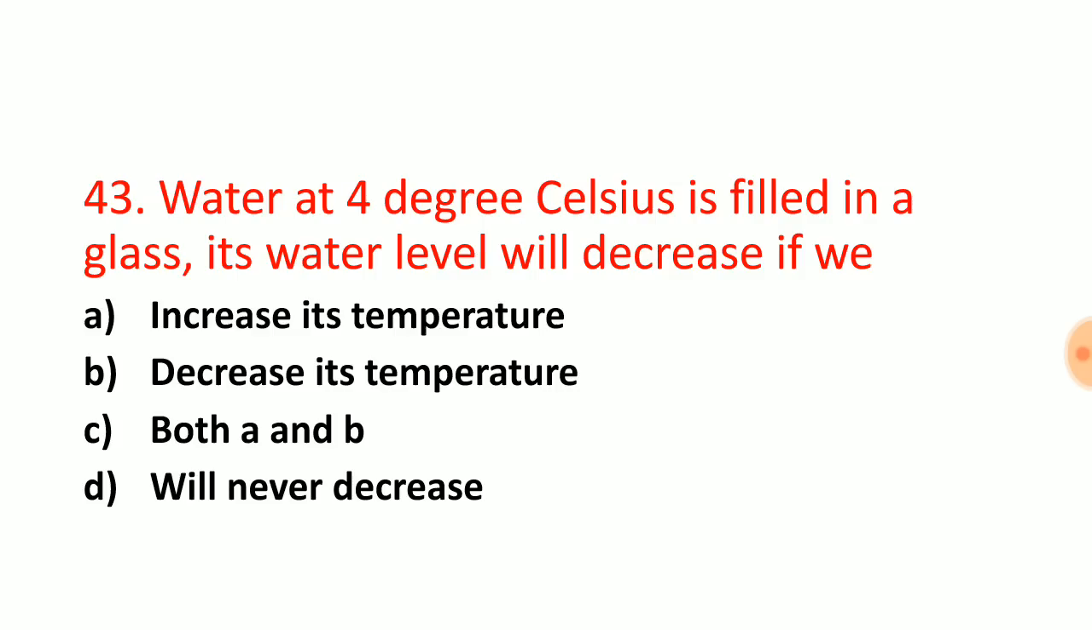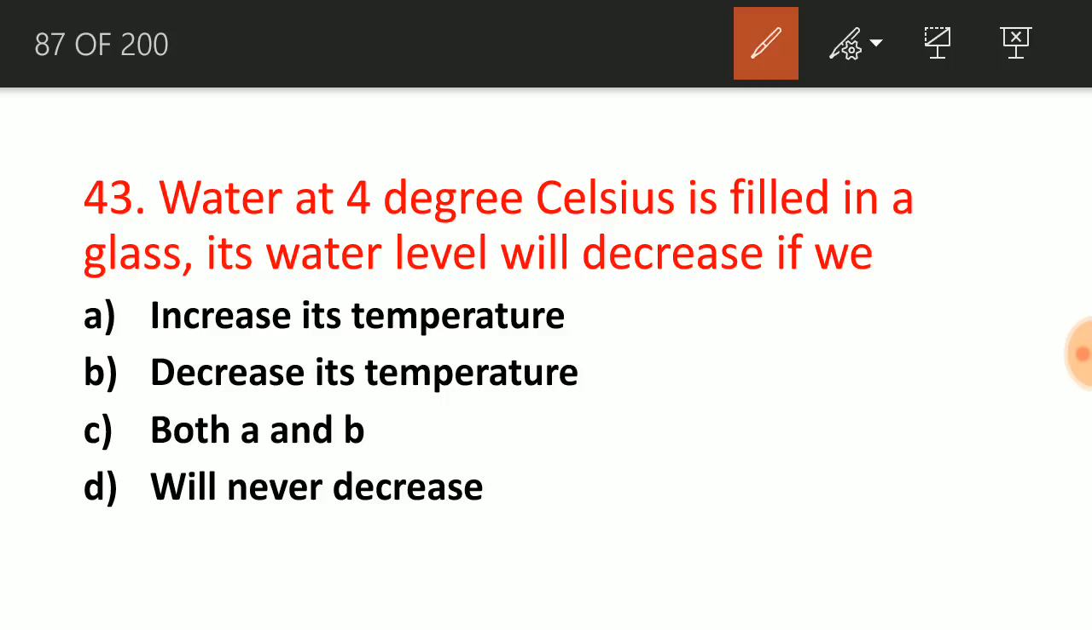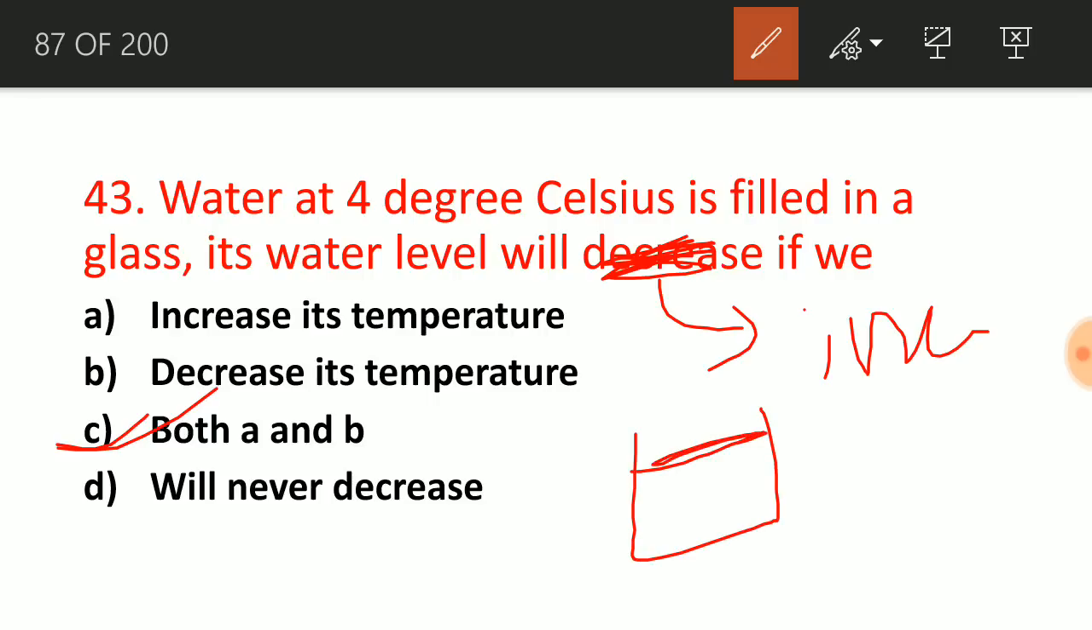Question number 43. Water at 4 degrees centigrade, Celsius, is filled in a glass. Its water level will decrease if we increase its temperature, decrease its temperature. Both A and B, will never change. Its water level will, this should be increased, sorry for this. Its water level will increase in both the cases, option choice A and B, because at 4 degrees centigrade water has minimum volume. When you increase its temperature, at that condition also the level increases.